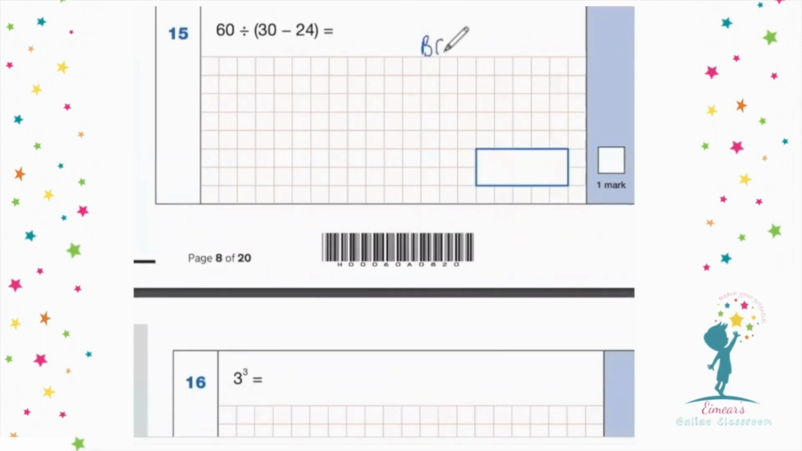This next question is about the order of operations. So your child will either have learned it as BODMAS or as BIDMAS. What does this stand for? This stands for brackets, order, division, multiplication, addition, subtraction, or brackets, indices, division, multiplication, addition, subtraction. So you must do a calculation in this order. So 30 minus 24, the answer is 6. 60 divided by 6 equals 10.